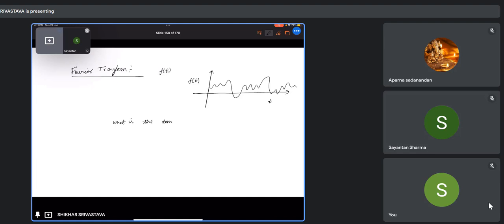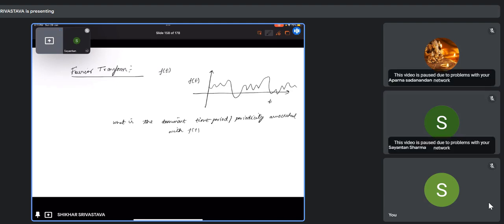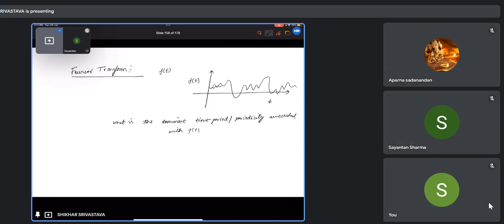and you want to know what is the dominant time period or periodicity associated with this time series, with this signal, with f of t. You can see there is some high frequency variation, then there is some low frequency variation also there. So what is the dominant time period associated with this f of t?